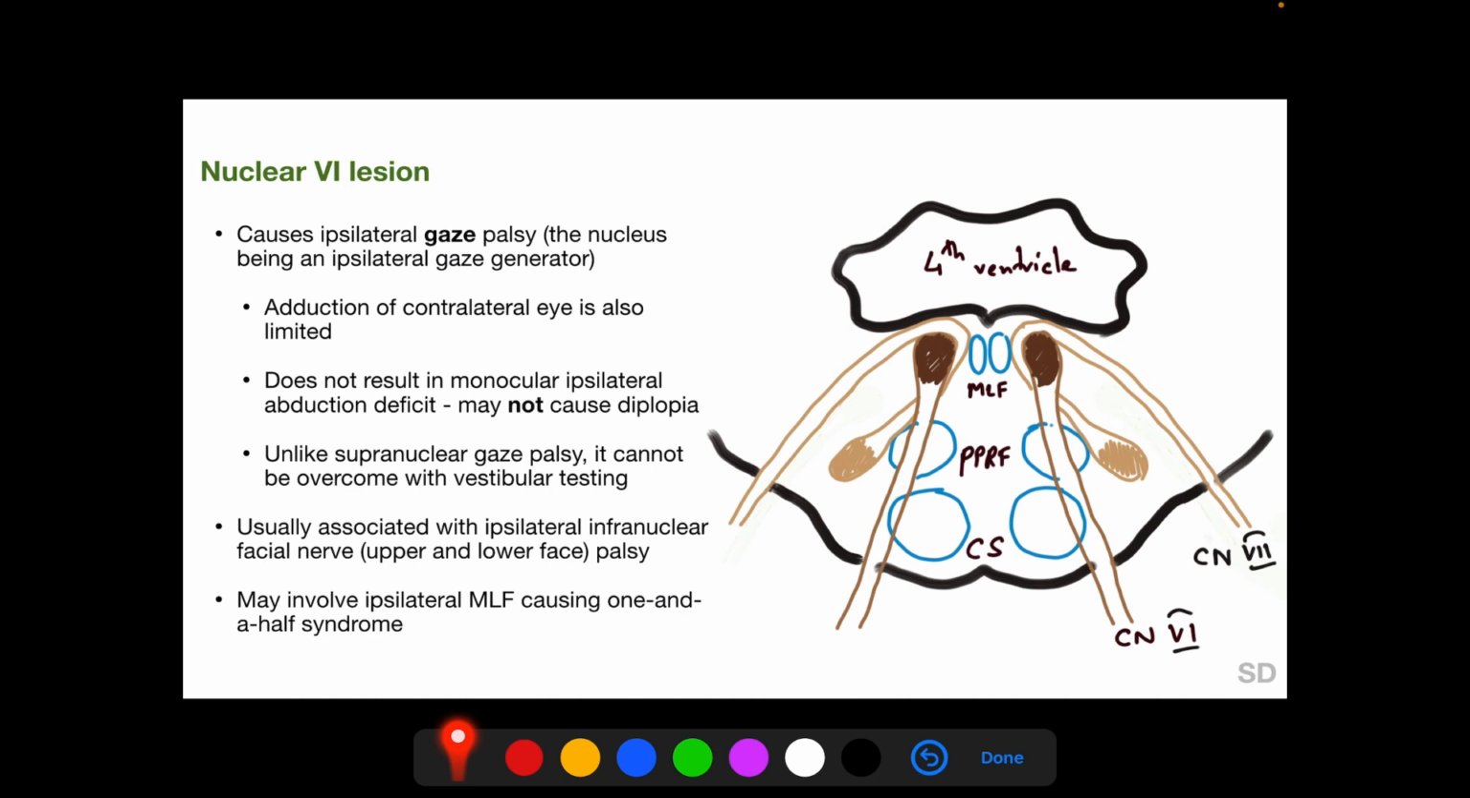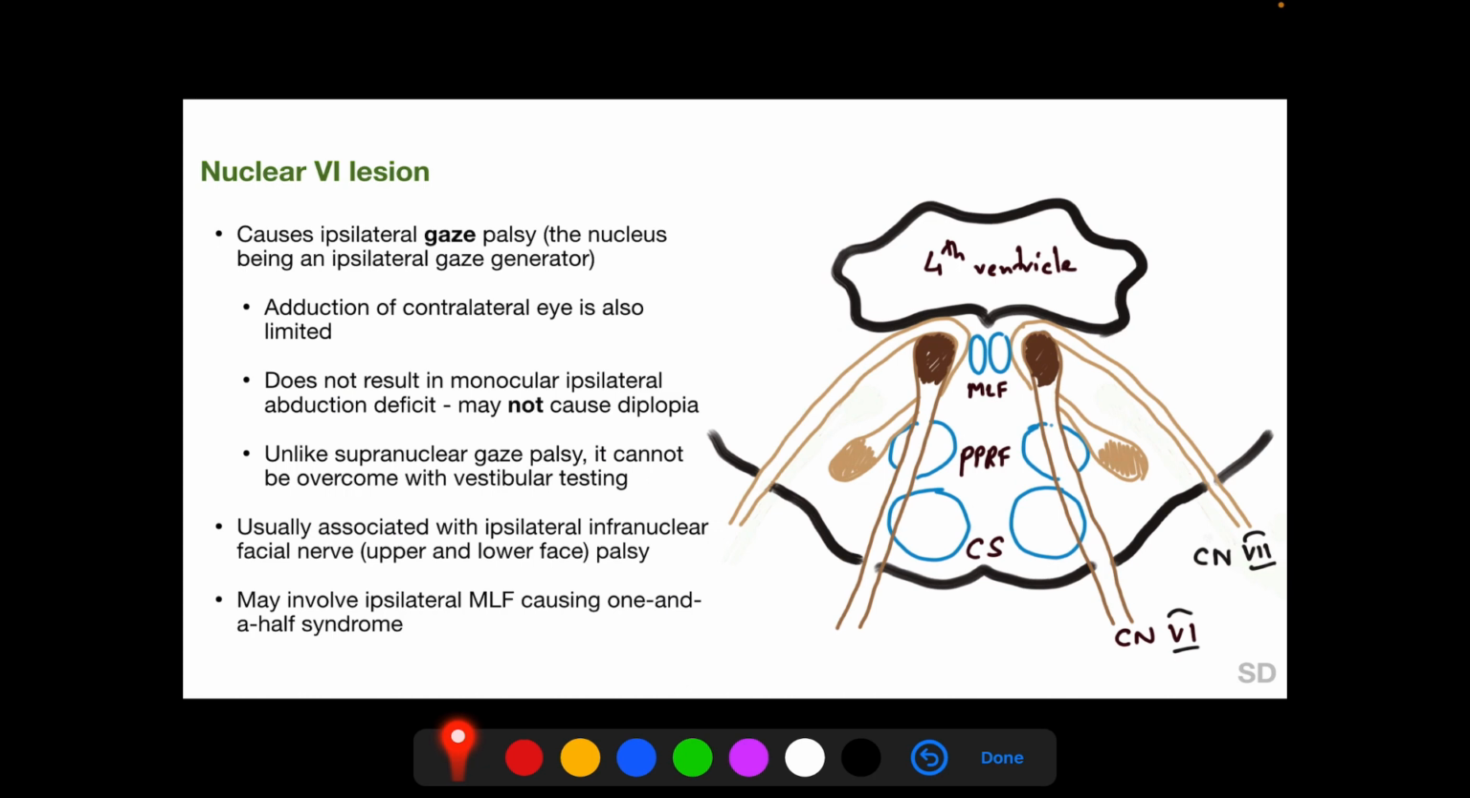A lesion in the nucleus of the sixth cranial nerve causes ipsilateral gaze palsy, because the nucleus not only initiates abduction of the ipsilateral eye, it also initiates adduction of the contralateral eye through the medial longitudinal fasciculus. So the adduction of the contralateral eye is also limited in a nuclear cranial nerve 6 lesion, and a nuclear cranial nerve 6 lesion does not result in monocular ipsilateral abduction deficit and may not cause diplopia.